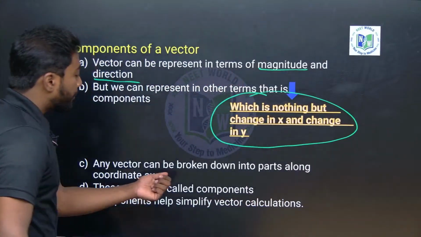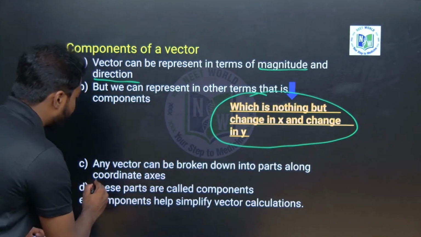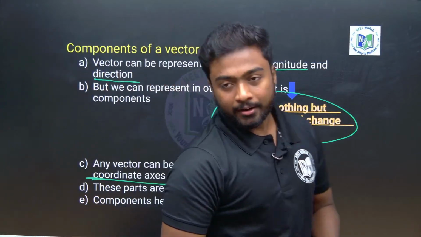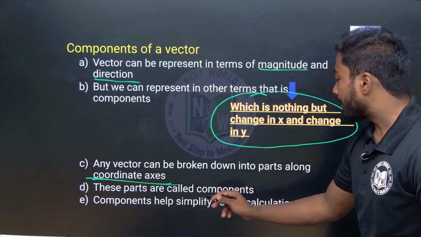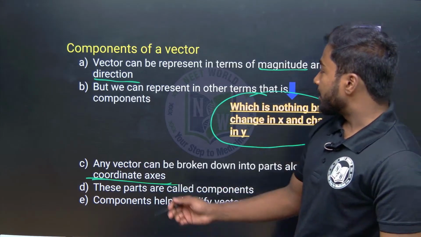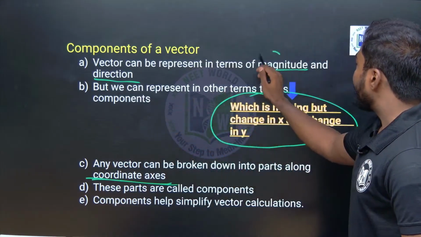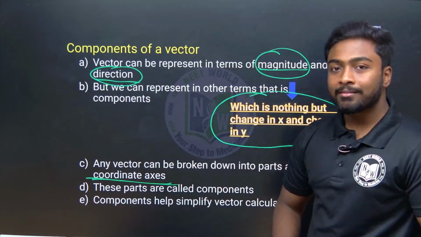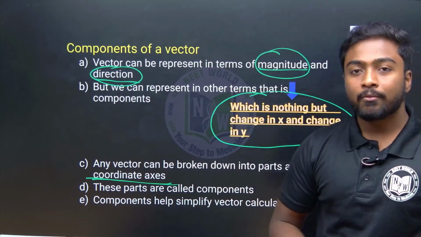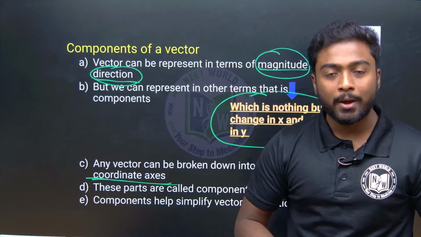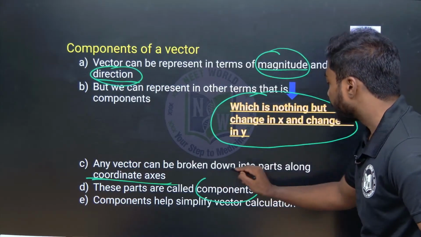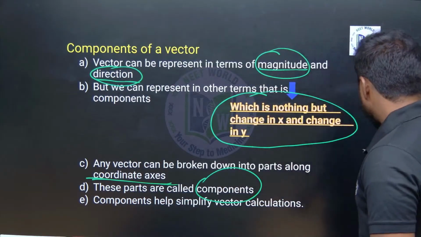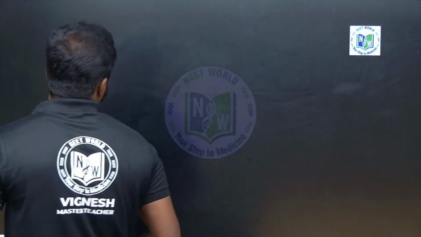Any vector can be broken down into parts along the coordinate axes, either x or y, and these parts are called components. So any vector can be said to be magnitude and direction, or it can be represented in terms of change in x and change in y, called components. Components help simplify vector calculations. We will see how to take the components.